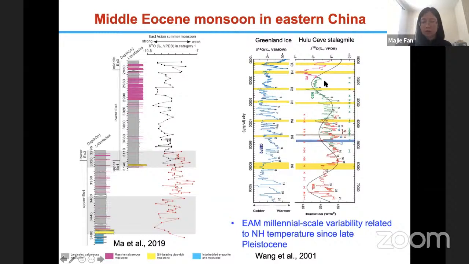So essentially there's another cycle of longer time scale. So we see that from our low resolution data, there are also similar cycles present in our record, potentially suggesting there are even longer cycles of this climate variability in the Middle Eocene.